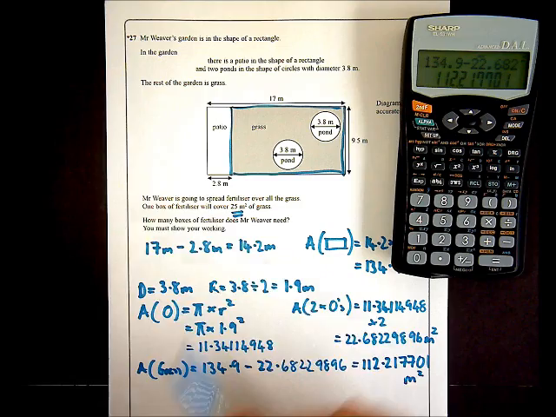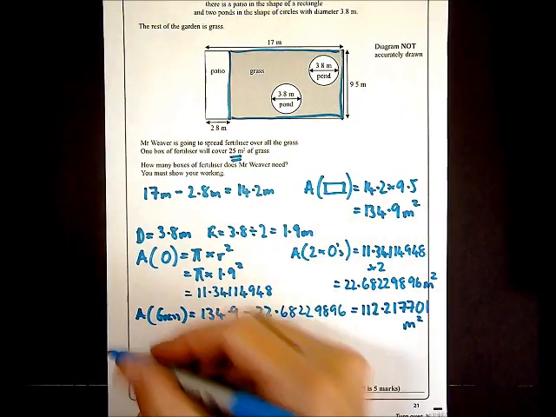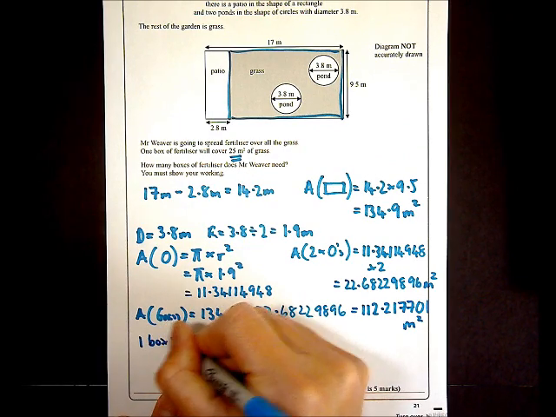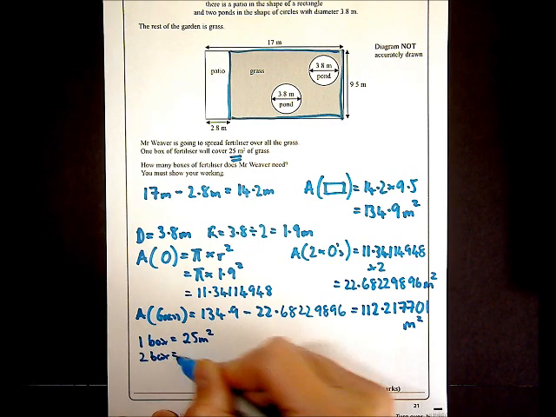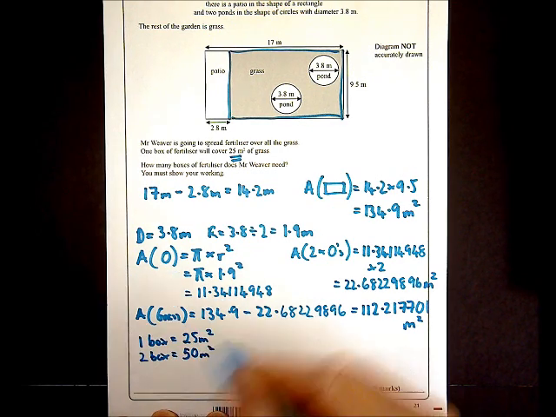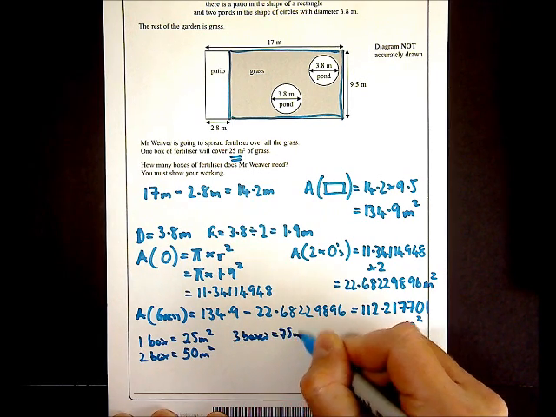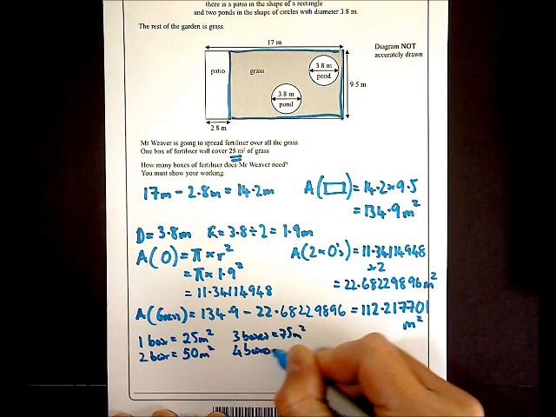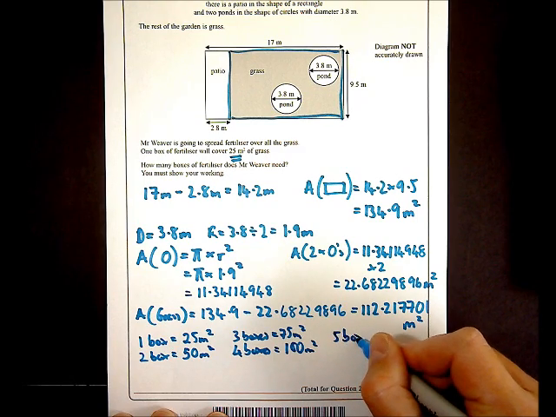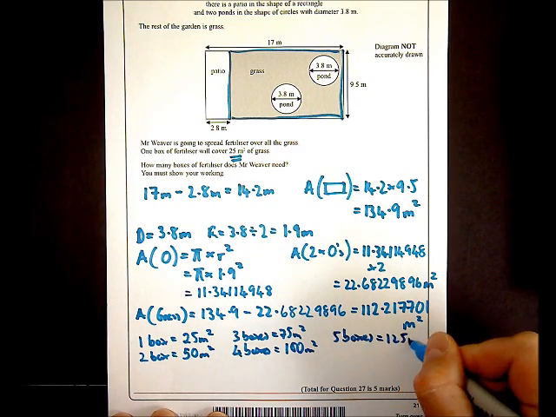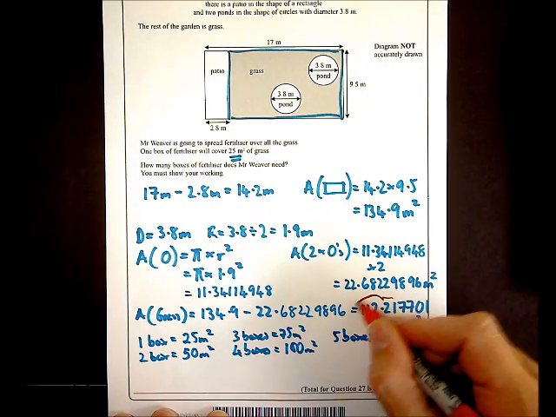Now the question asks, how many boxes of fertilizer does Mr. Weaver need? And I know that one box covers 25 meters squared. So I know that one box is 25 meters squared. And therefore I could say that two boxes was 50 meters squared. And then 3 boxes, and I could keep going. 75 meters squared, and 4 boxes is 100 meters squared. And therefore 5 boxes would be 125 meters squared.